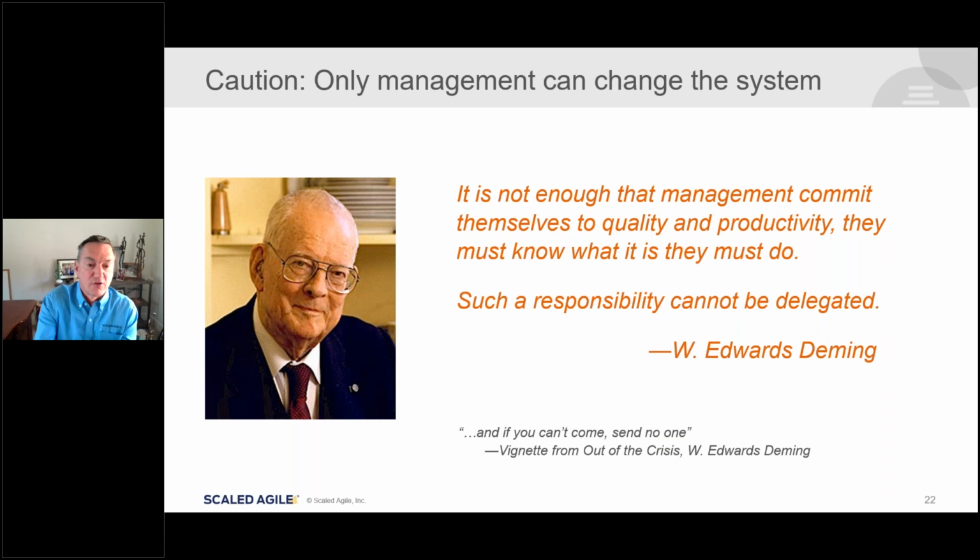So how can we change the system? We love Deming's quote here: it's not enough that management commit themselves to quality and productivity. They must know what it is they must do, and they can't delegate this. Only management can change the system. If we tell people they have a new role, and the team members adopt a new role, but the managers aren't on board with that, the teams aren't going to change. And I have a great example of that.